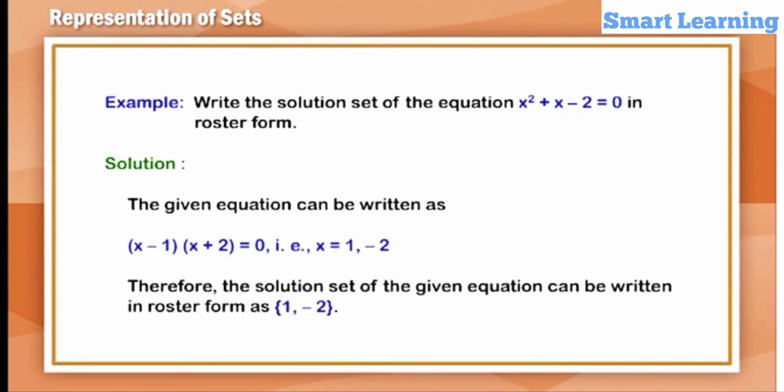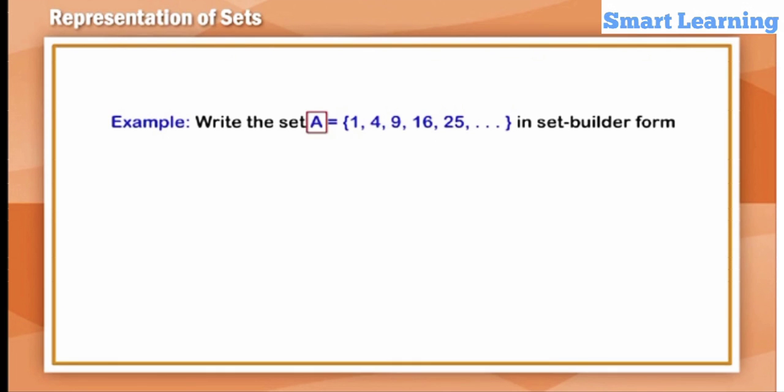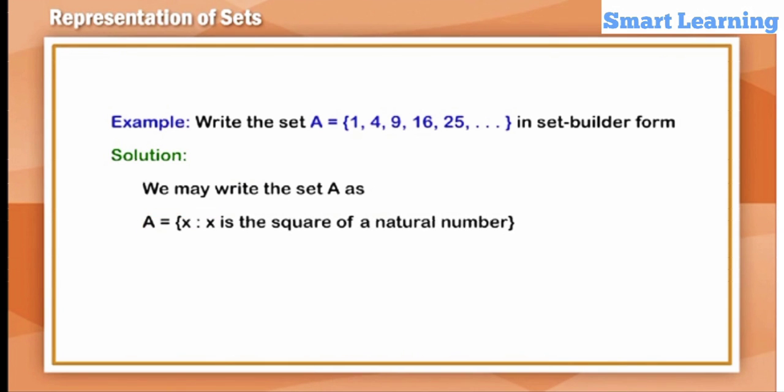Let us take another example. Example. Write the set A = {1, 4, 9, 16, 25, ...} in set builder form. Solution. We may write the set A as A = {x : x is the square of a natural number}. We can write A = {x : x = n², where n belongs to N}.